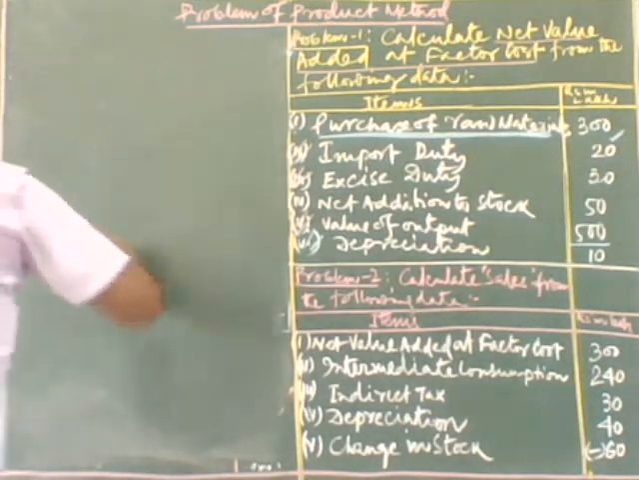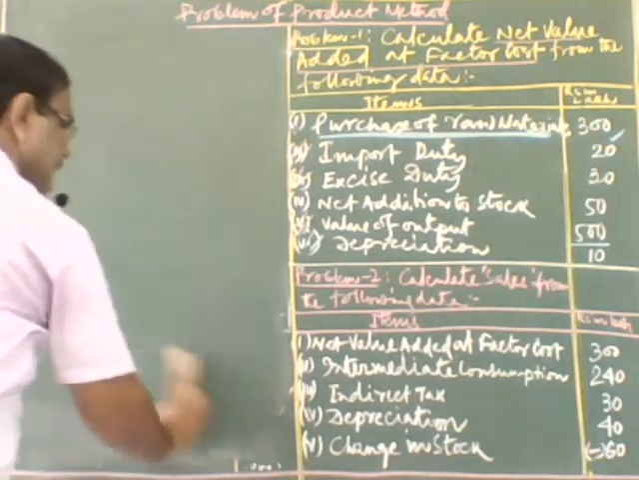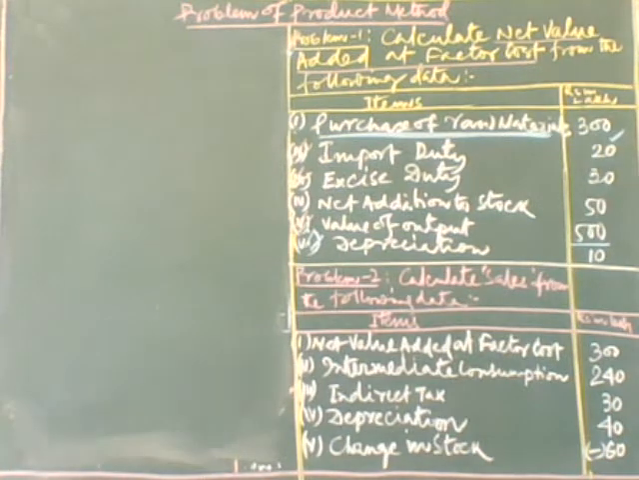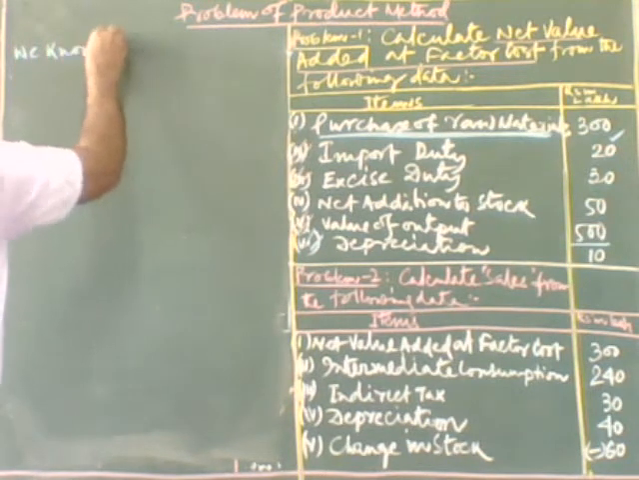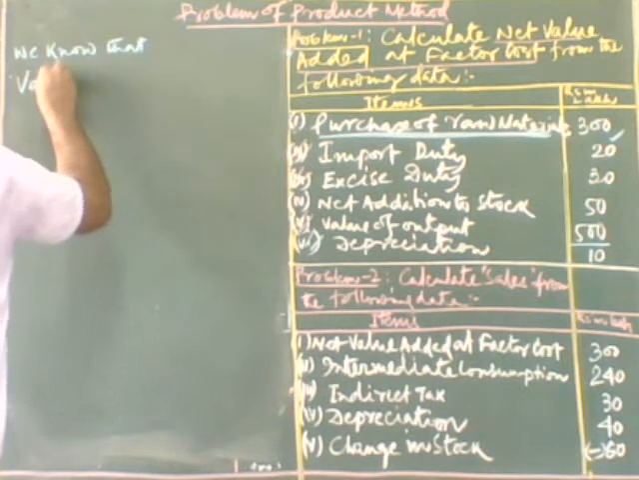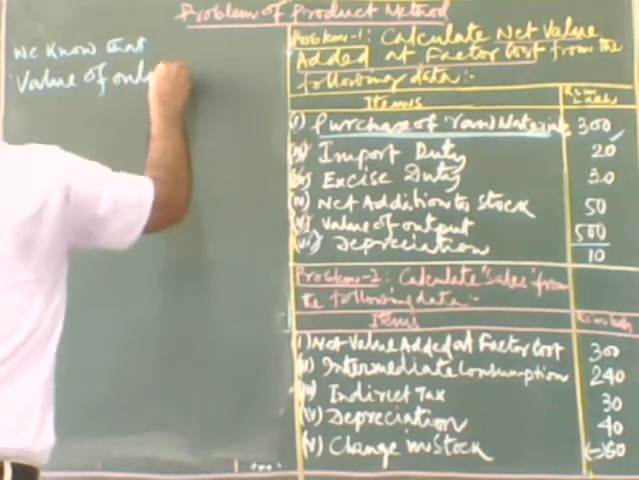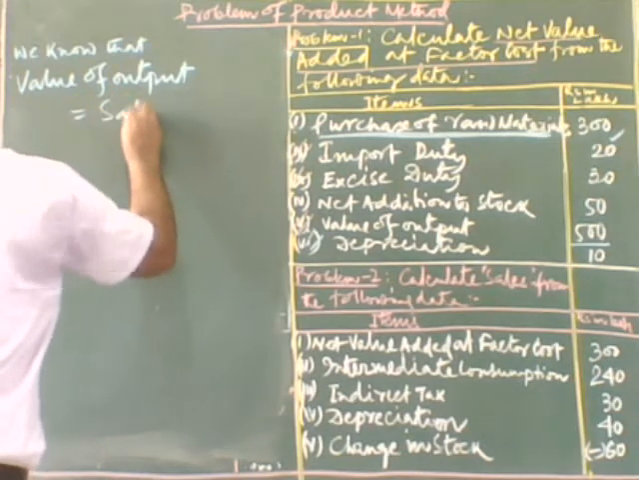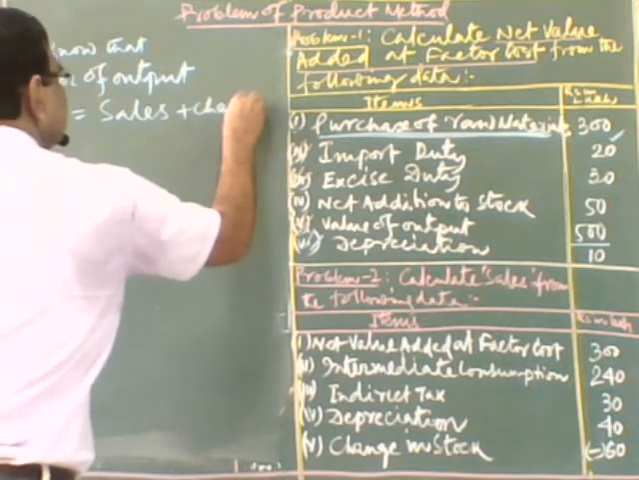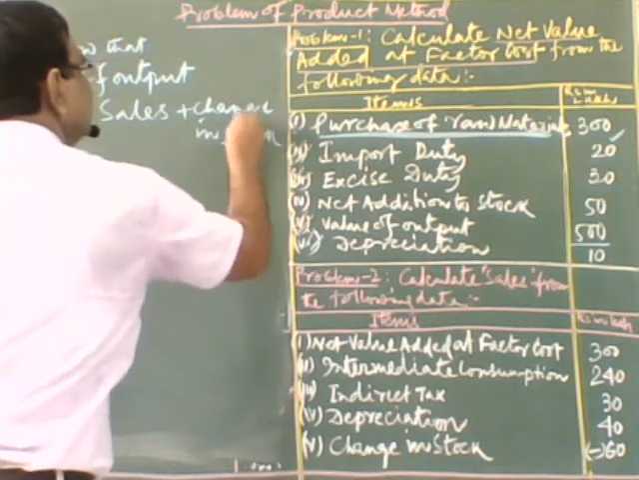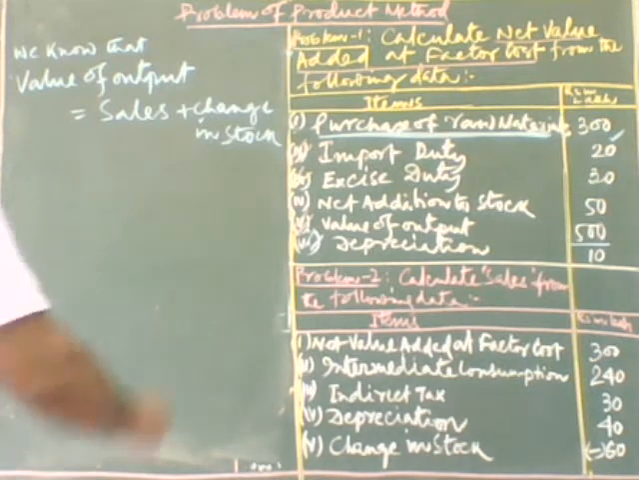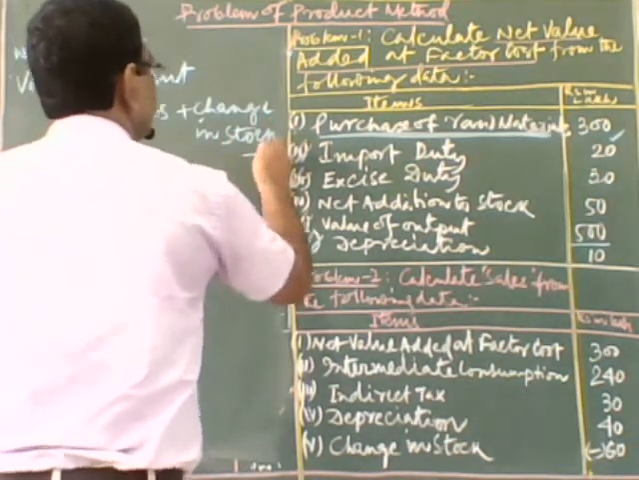From the concept of the product method, we know that value of output is equal to sales plus change in stock. This is equation number 1.